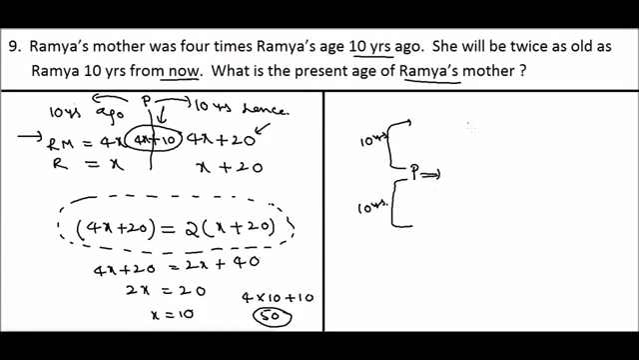Alright. So 10 years ago, Ramya's mother was 4 times as old as Ramya. What does it mean? I am taking Ramya's mother is to Ramya. That should be 4 is to 1. I don't know the present ratio. Keep it aside. 10 years later, that is twice, 2 is to 1. How to go for this?